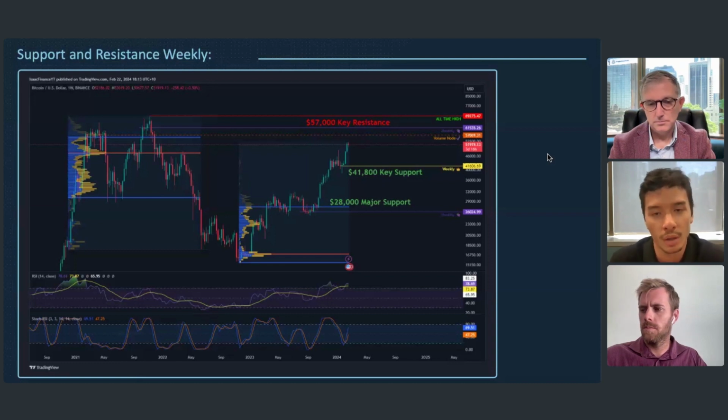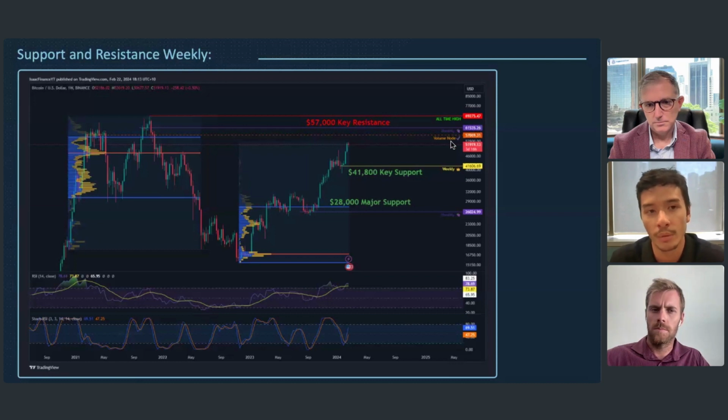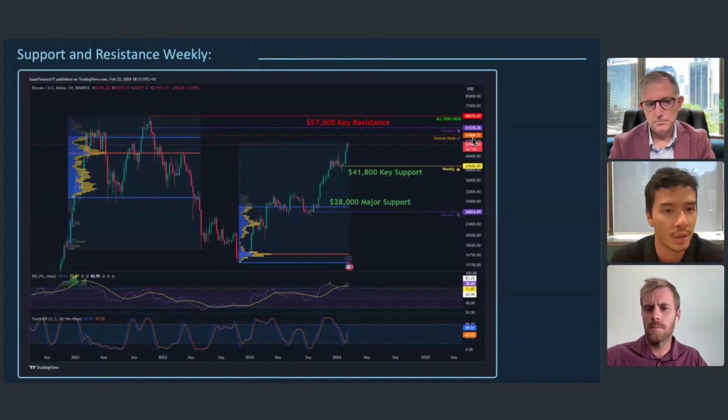So I'll start with the upside. To the upside, the major resistance levels I'm particularly keen on looking at are the volume node. If you look at the volume profile from the previous range, you can see the volume node is quite large and it's sitting at around 57,000 actually. And that's going to be a decently strong resistance because it also matches up with an SR level there too.